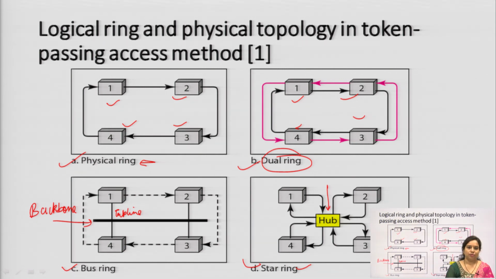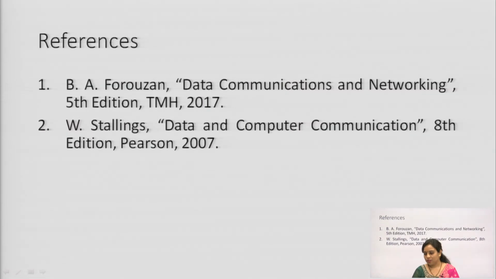So, in all the 4 cases, what is the main purpose? Whichever station has the token can transmit the data. If I have the token, then I can transmit the data. If I do not have the token, then I cannot transmit the data. So, this is all about the controlled access protocol.